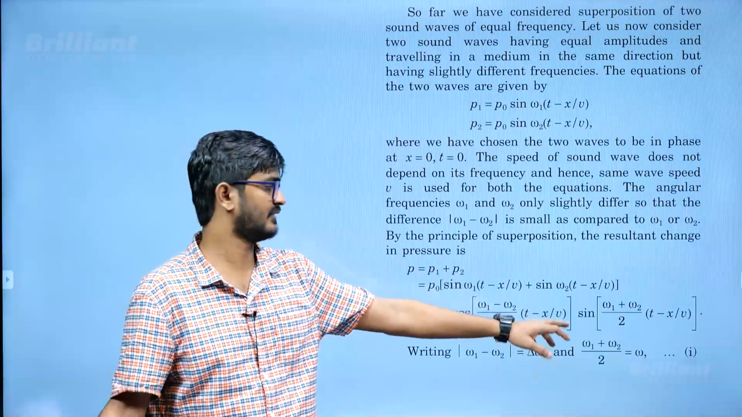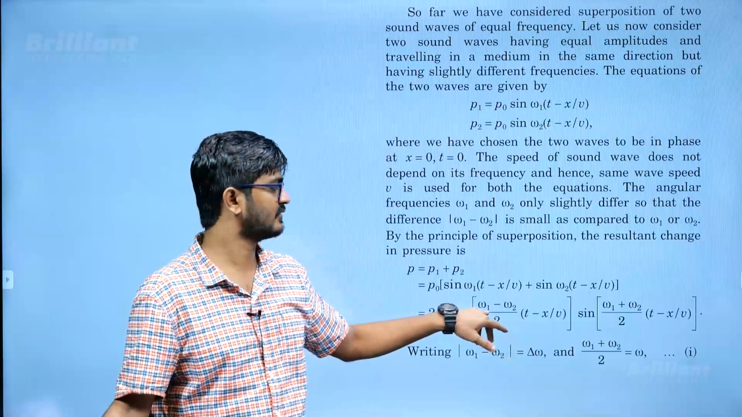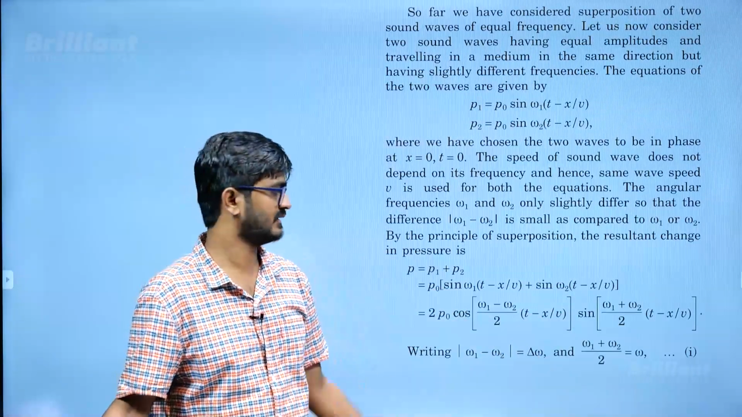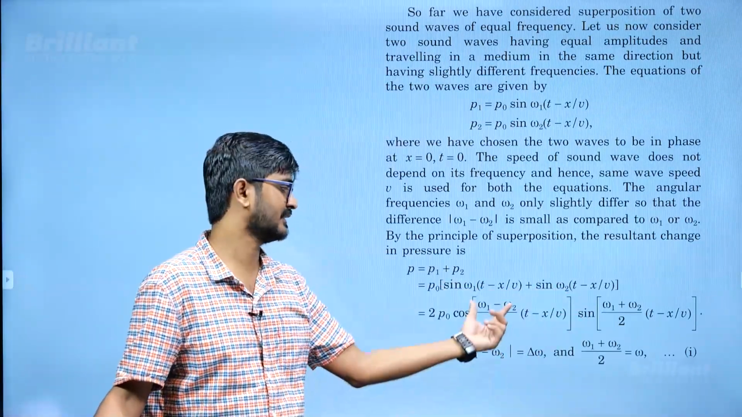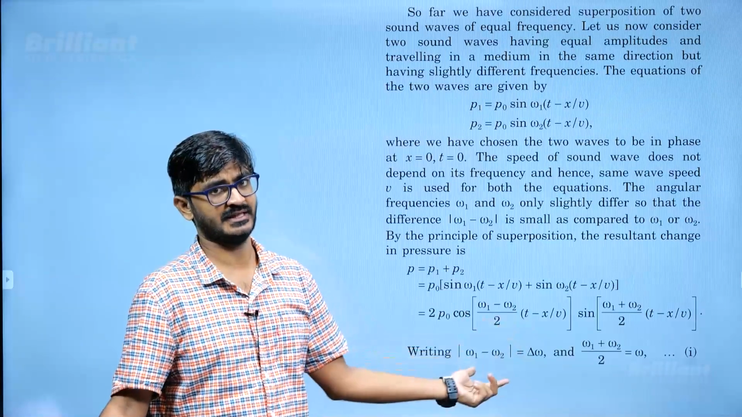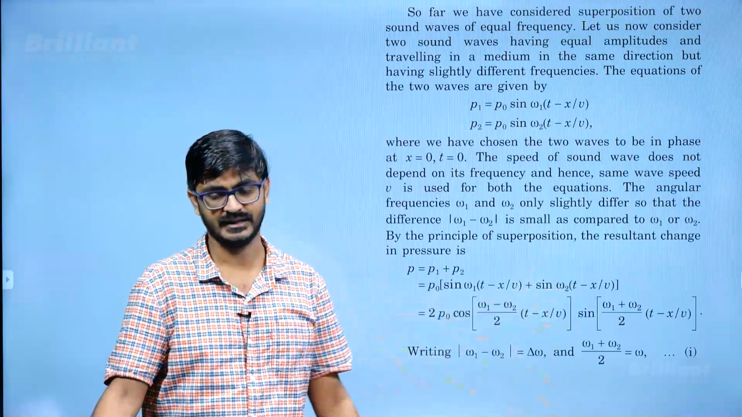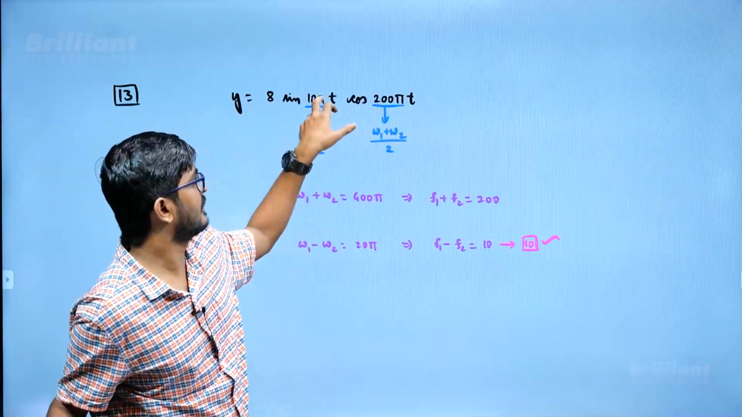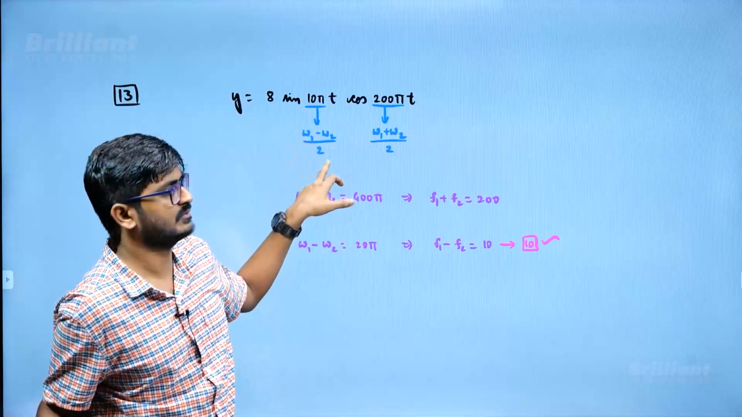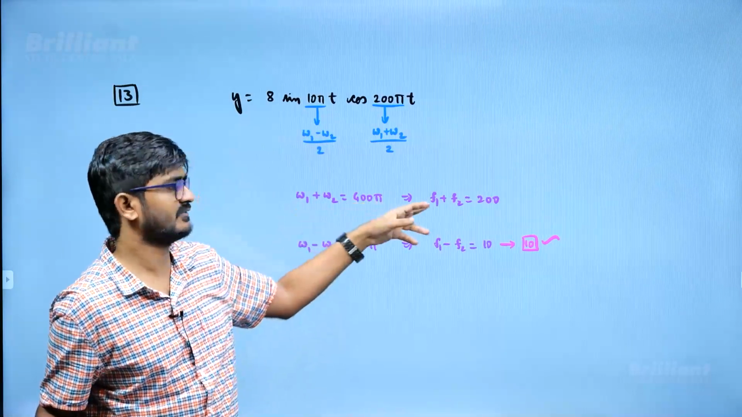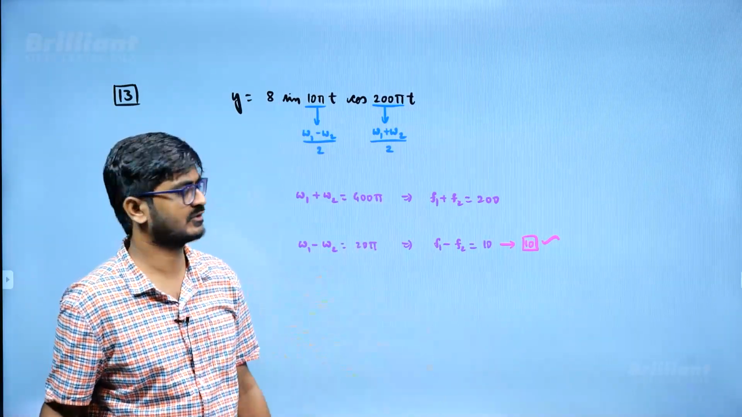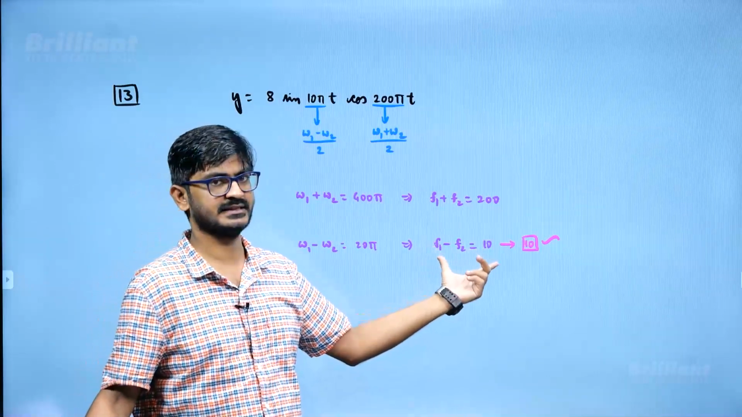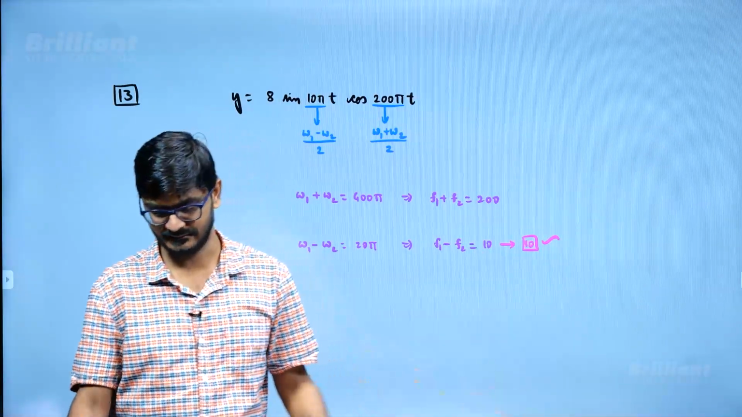Here x is becoming 0. When x becomes 0, what is going to happen? It looks like something into t, something into t. What is that something? In one case it is omega 1 minus omega 2 by 2, in the other case it is omega 1 plus omega 2 by 2. So from there you can find f1 plus f2. You can find the individual values also, but they ask only for the beat frequency, that is f1 minus f2, which is going to be 10.